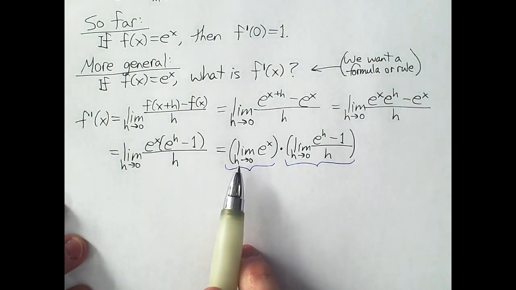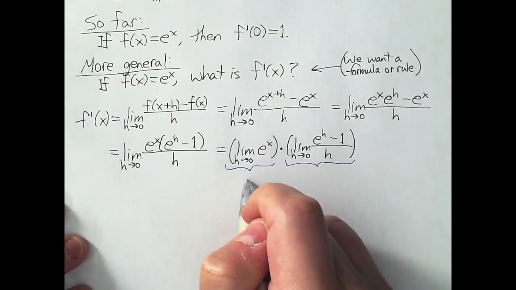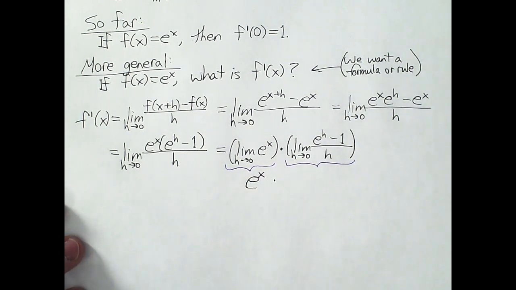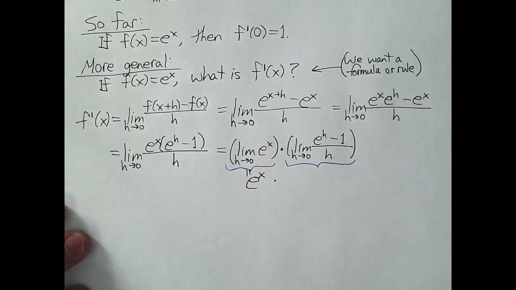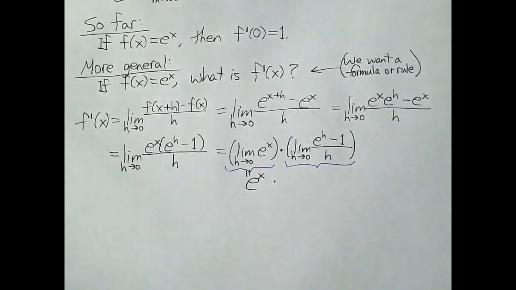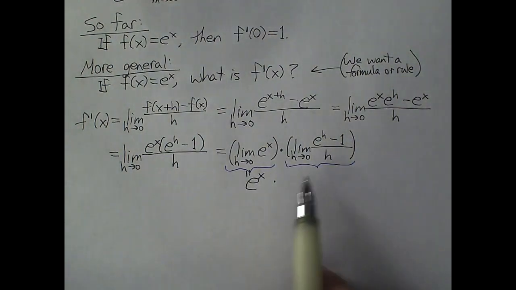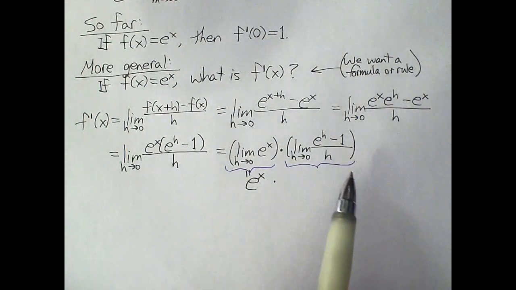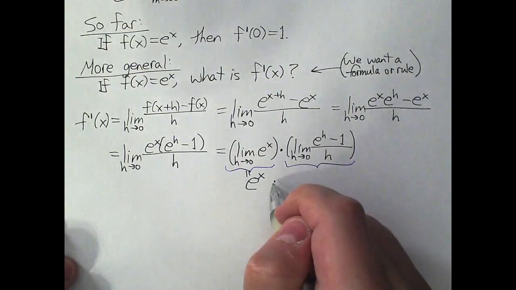For the first piece, I think as h goes to 0, e to the x is just going to equal e to the x. We could put an equal sign here if you want. Because it's not x that's going to 0. It's h that's going to 0. So e to the x is still just e to the x. What about this other stuff over here? The limit, h goes to 0. Do you think we need to do some kind of rearranging here and work on this? There's not really much we can do with it.